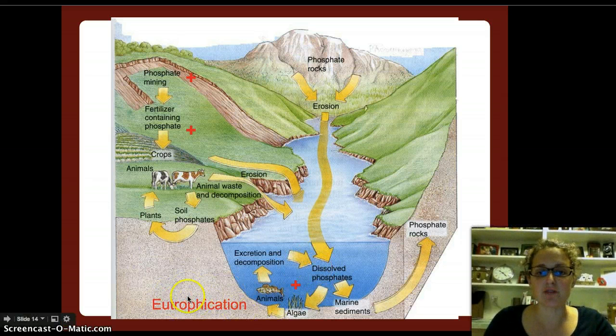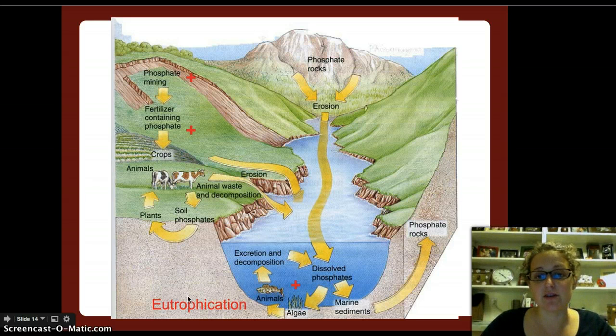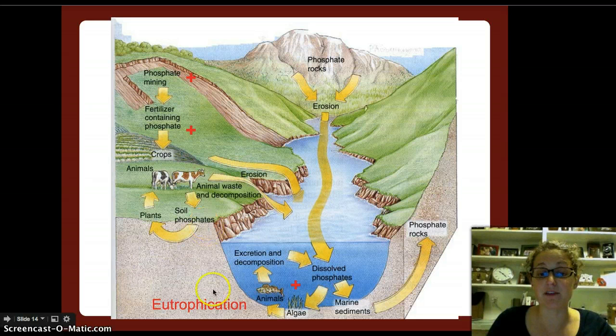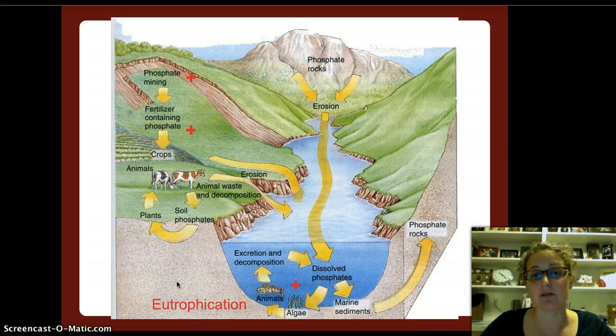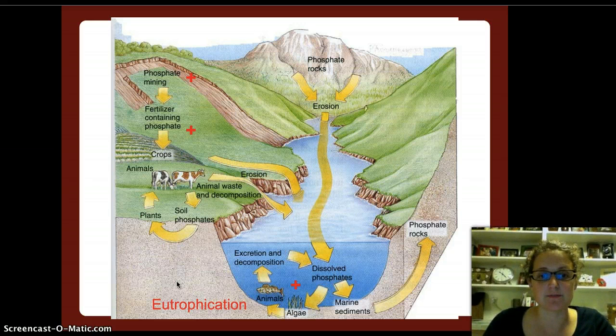This is called eutrophication. You probably want to write on your notes that some of the causes of eutrophication in addition to this come in your soaps. You can look and see if your soaps at home, like your dishwashing soap or your laundry detergent, say phosphorus free on them, because that's another really common way that we get extra phosphorus in our aquatic ecosystems.